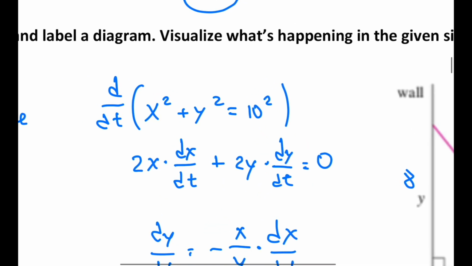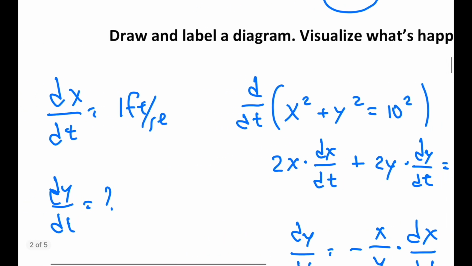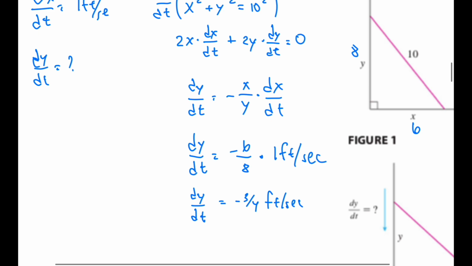What happened? So I had a diagram relating different variables. I started off with something that connects different variables. I know what I'm looking for, and then I'm going to take the derivative with respect to time. From there, it's a lot of algebraic manipulation.